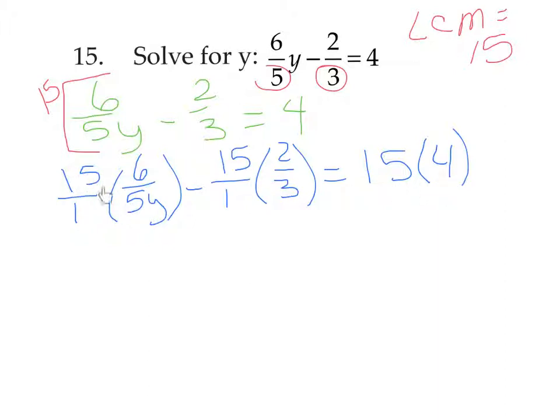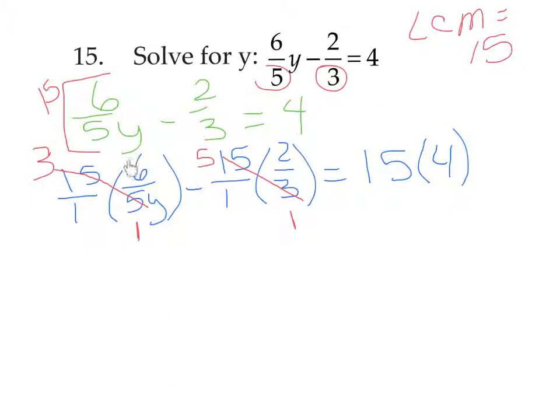Now you can see the 15 should cancel with this 5 here, and the 15 will cancel with the 3 if you do cross-canceling. If you don't cross-cancel, it's okay. You're going to multiply across the top and then divide by 3, multiply and then divide by 5. It's perfectly fine. I'm going to cross-cancel because I like to. 15 and 5 are both divisible by 5, so I get a 1 and a 3. 15 and 3 are both divisible by 3, so I get a 1 and a 5.